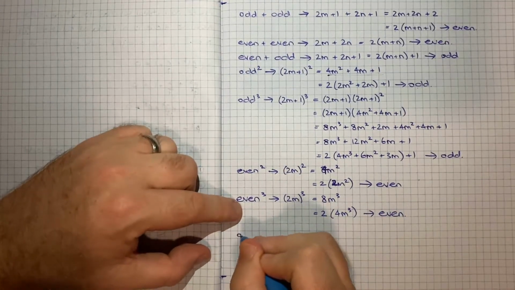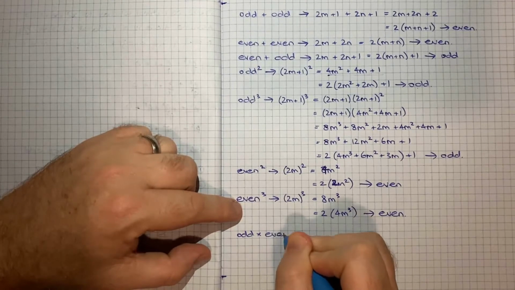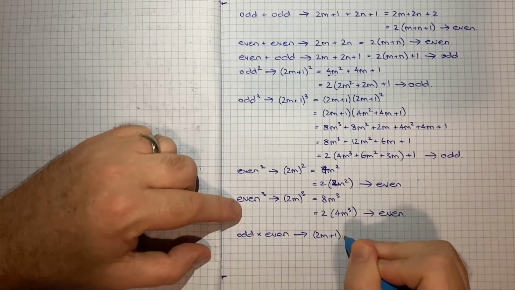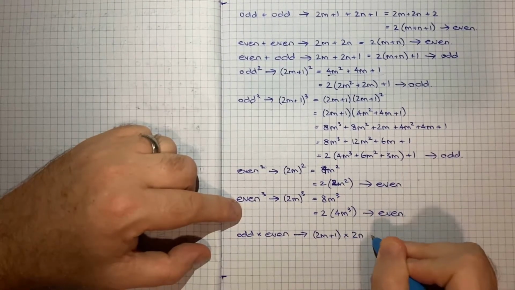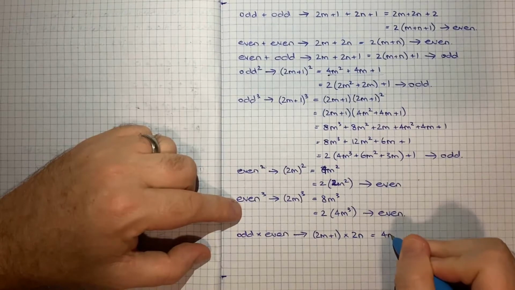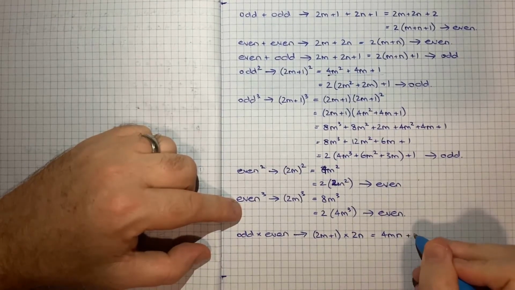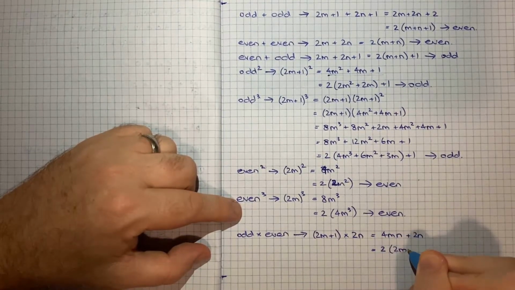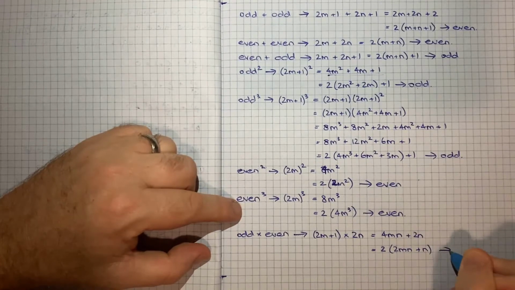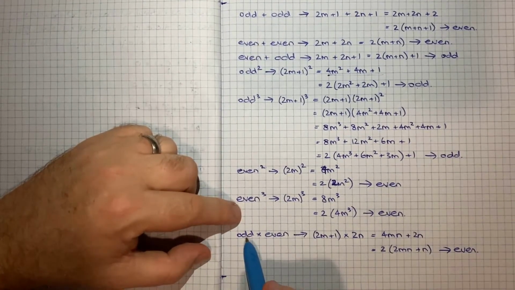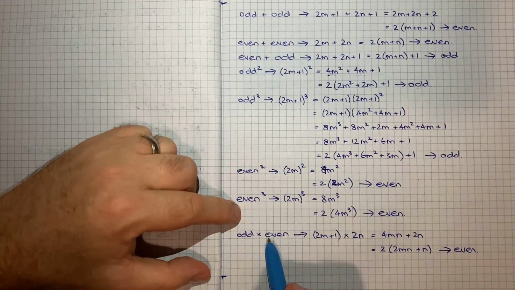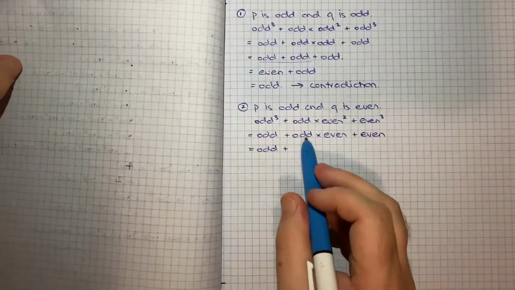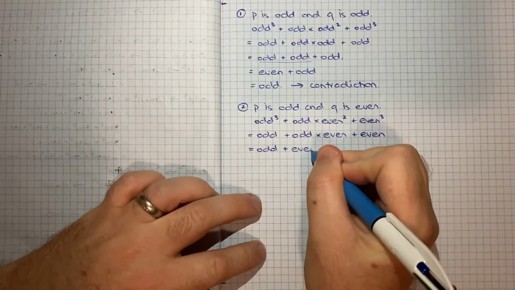So if I had odd times even, that would be in the format 2m plus 1 times 2n, which would equal 4mn plus 2n, which I could write as 2mn plus n, so that's even. So when you take an odd number and multiply it by an even number, you end up with an even number. So this odd times even would be even plus even.